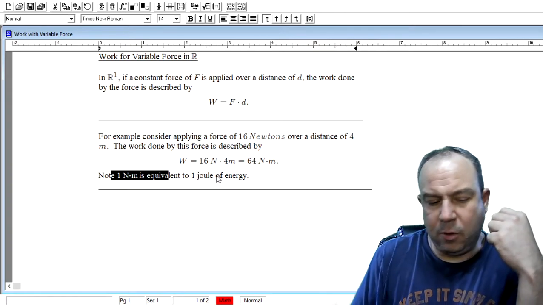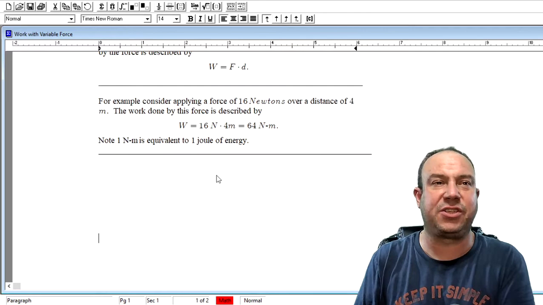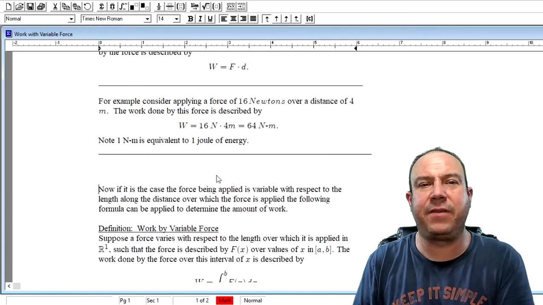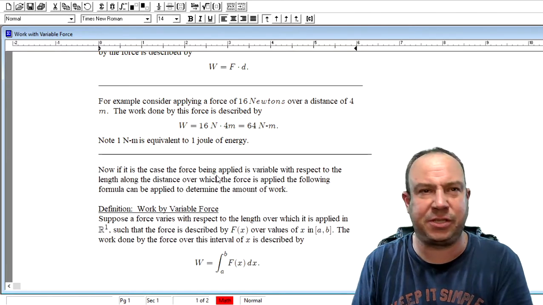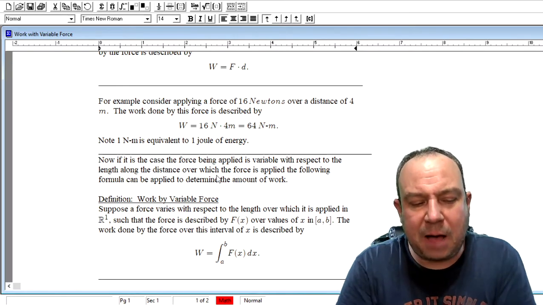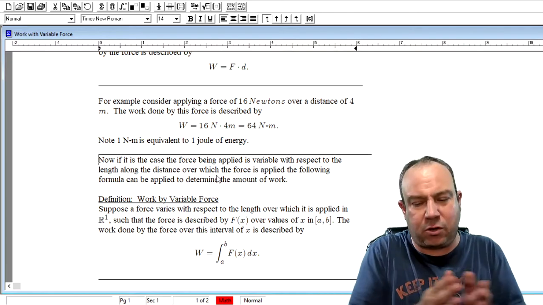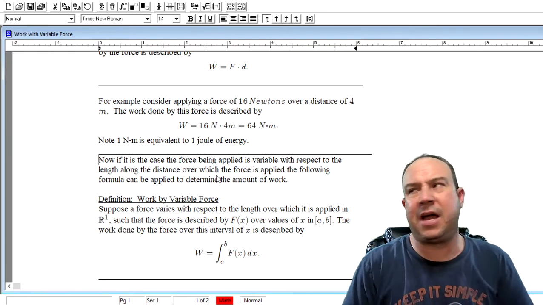All right? What we really want to consider in this section of material is the case of applying a variable force. What if the force you apply over that distance changes? And not only that it varies, but it varies with respect to the distance itself, where you happen to be along the length over which you're applying this force.